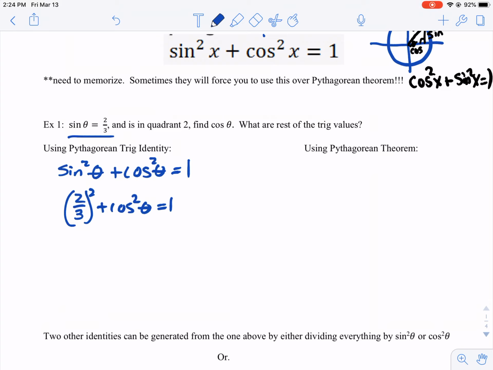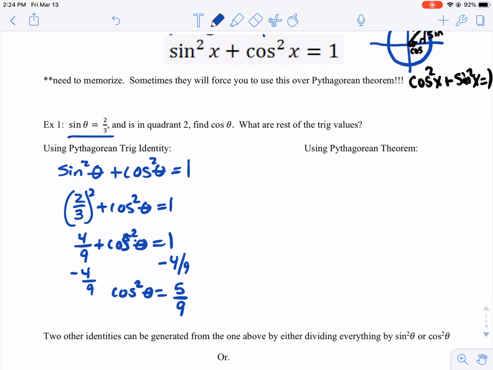So of course the next thing I'm going to do is square that. Now I'm going to leave it a fraction. 2 squared is 4, 3 squared is 9, plus cosine squared theta equals 1. And then I have to get cosine by itself, so I'm going to subtract 4/9. So cosine squared theta equals 1 minus 4/9 is 5/9.